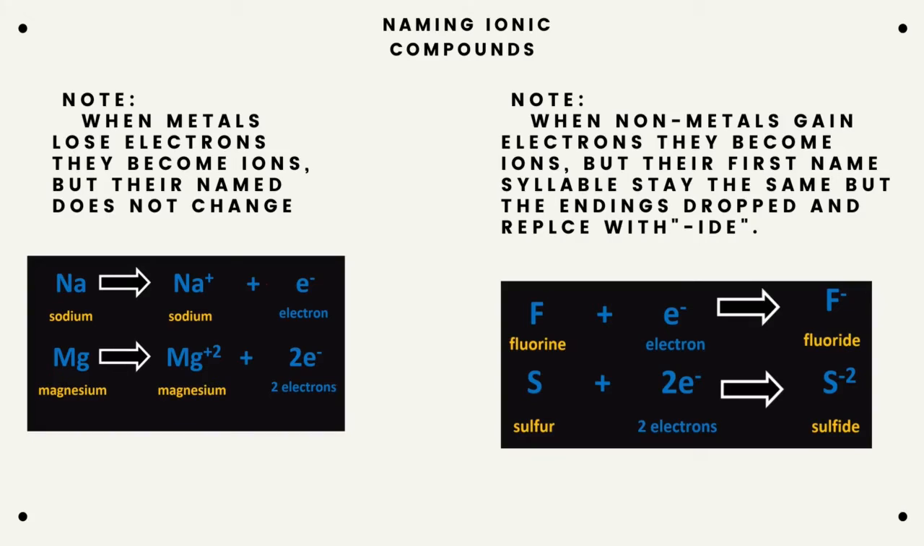For nonmetals, when they gain electrons, they become ions, but the first syllable of the name stays the same, while the ending is dropped and replaced with IDE. For example, fluorine gains 1 electron, therefore the name is fluoride. Sulfur gains 2 electrons, therefore it is sulfide.